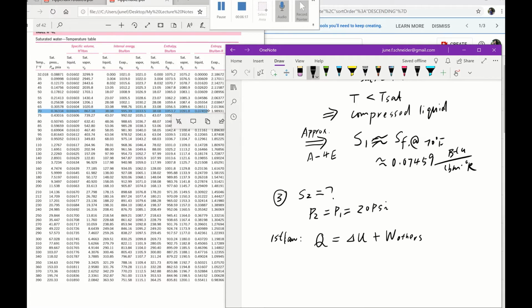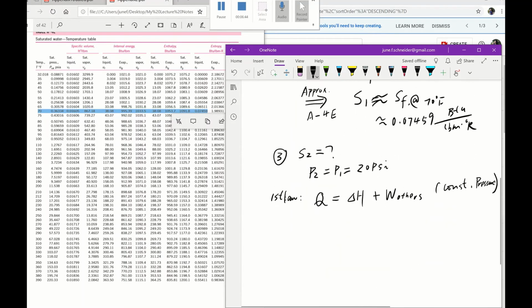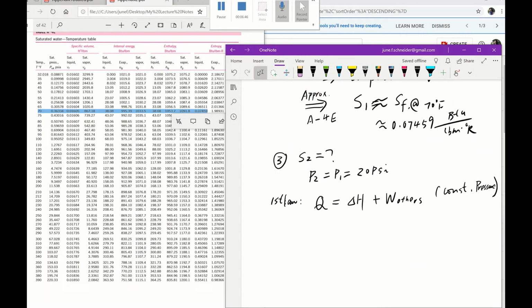Why do we use this one? Because it is a constant pressure process, right? So I made a mistake. If it's a constant pressure process, it's going to be Q equal to delta H, my bad. If it's a constant volume, then it's going to be Q equal to delta U plus work others.